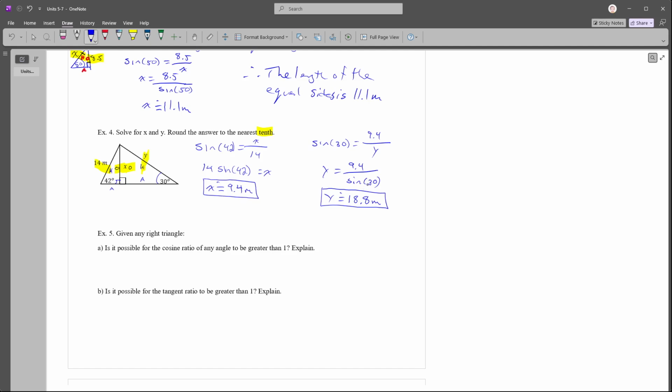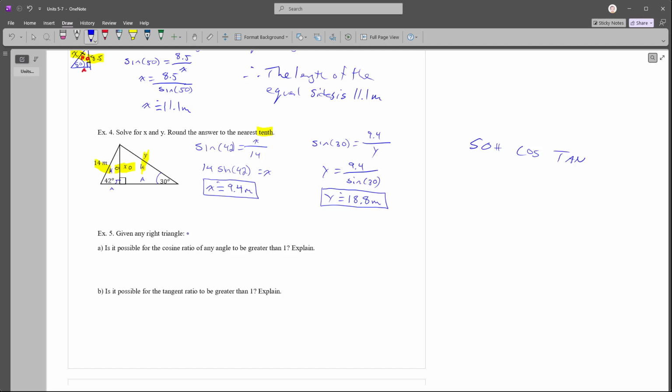So you notice in each one of these calculations, we're basically doing the same thing. We just got to figure out what we have and what we need, and that's going to tell us which trig ratio to use, sine, cos, or tan. It's going to be one of the three, at least while we're having right angles.